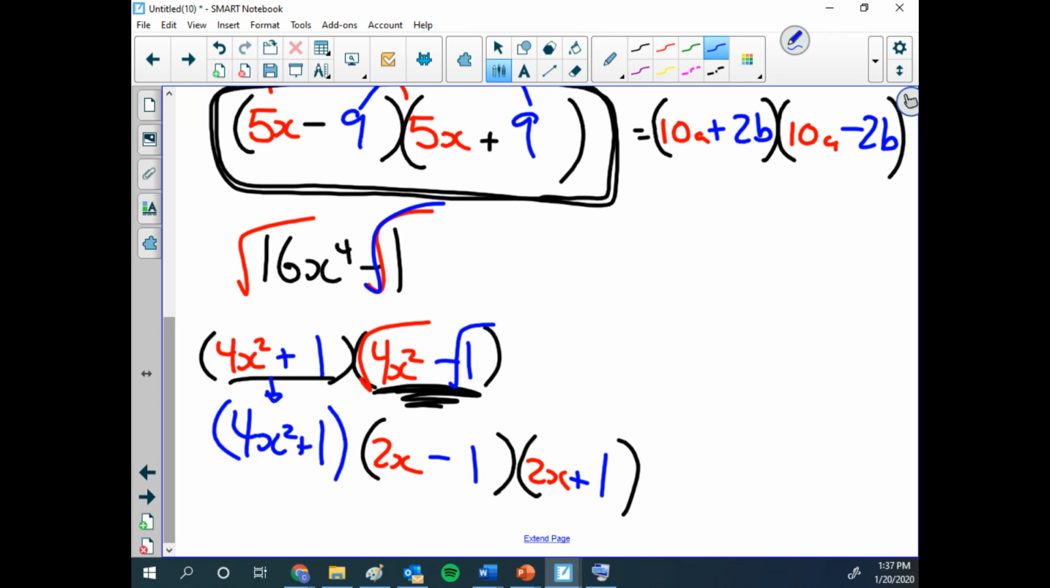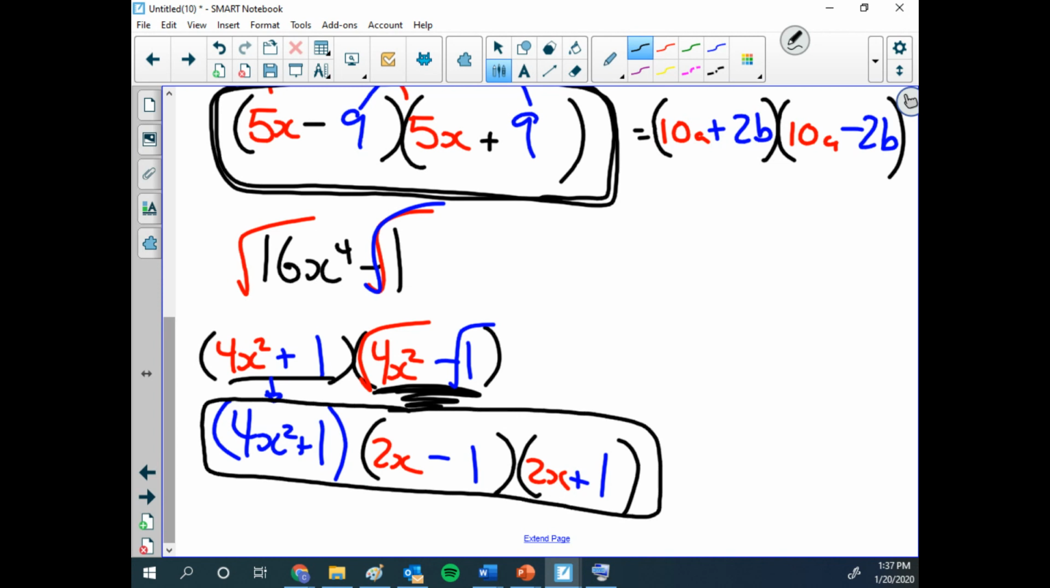Can I go further? Why can't I go further? Yeah, 4x squared plus 1 is not a perfect square. There's no other perfect squares or difference of squares there. So that would be that in factored form.